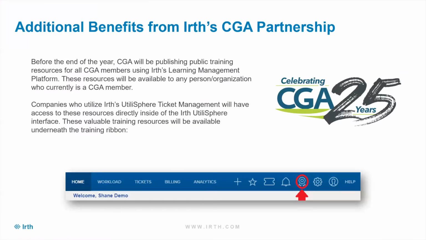And an additional benefit from this partnership is that before the end of the year, we actually have a program with the CGA where they're publishing all of their training resources for all their members in their own portal. However, part of that agreement was that Irth would take our Utilisphere ticket management platform and put links to those critical resources directly inside of our platform. If you look at the screenshot down there today, you have a link to the training ribbon. Right now, it's Irth-focused content where we've got information about our new mobile app. We've got information about the ticket summary screens, the search screens, those types of things.